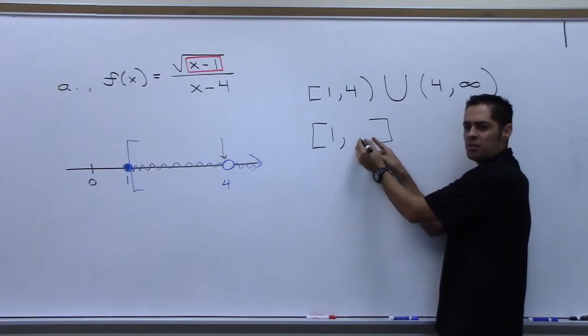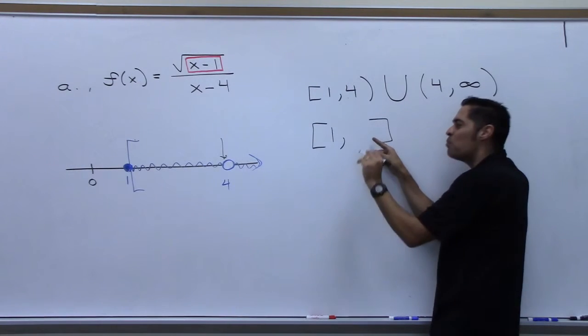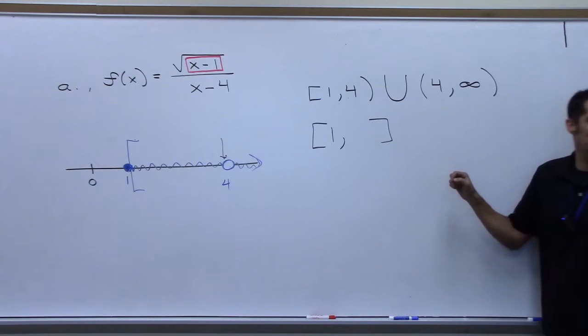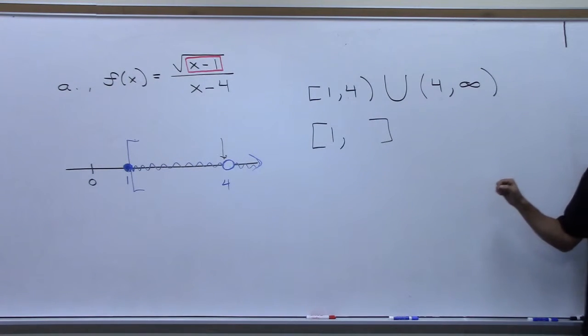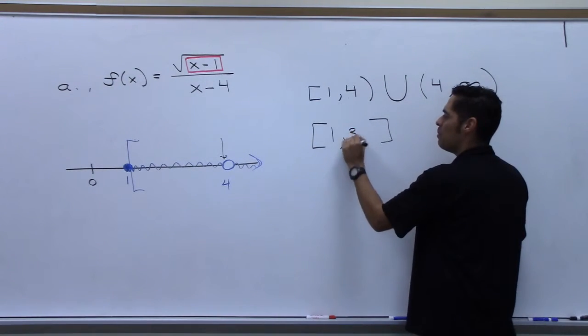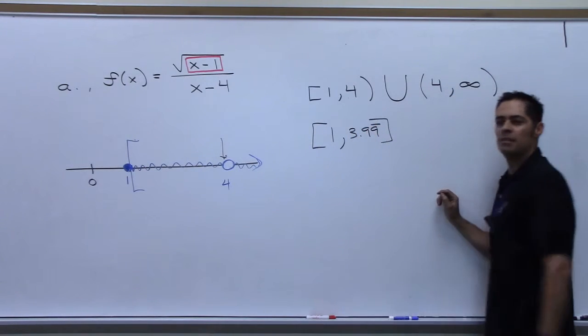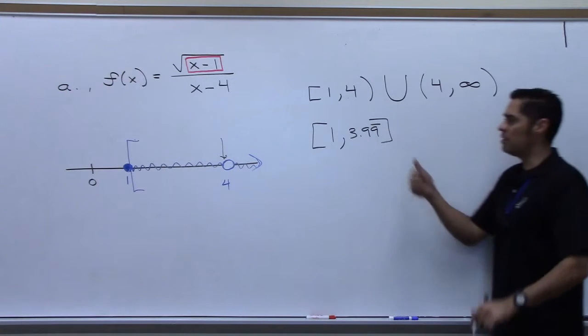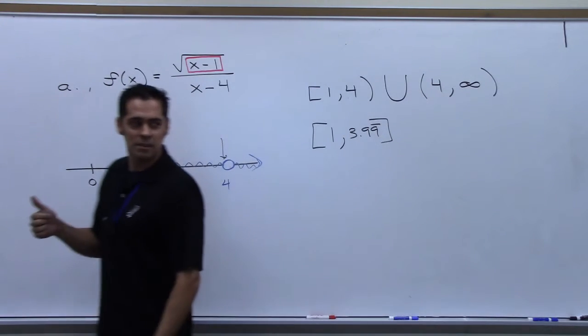Is that the number right next to 4? What's the number right to the left of 4? I mean, there's 4, just go right there. What's that first number right there? 3.9 repeating. 3.9 repeating? What do y'all think? Do you think that's the number right next to 4?